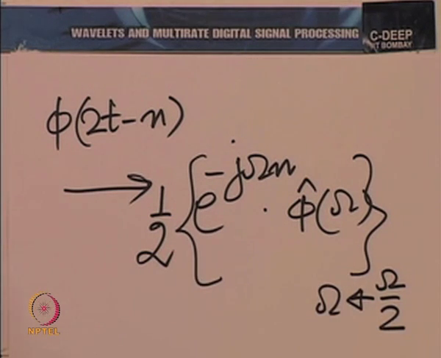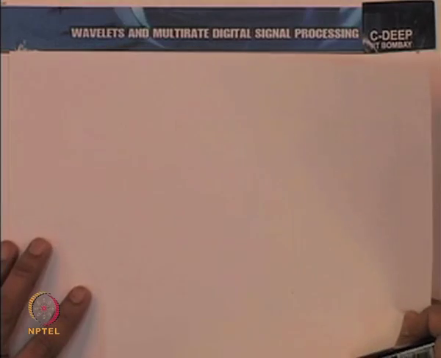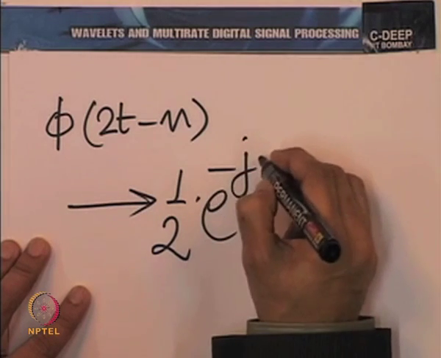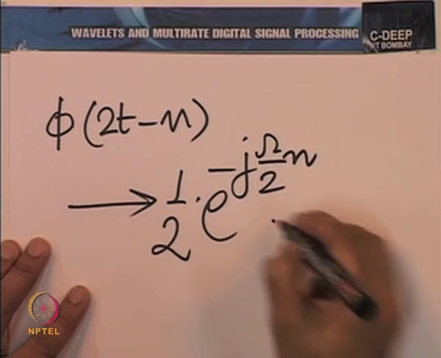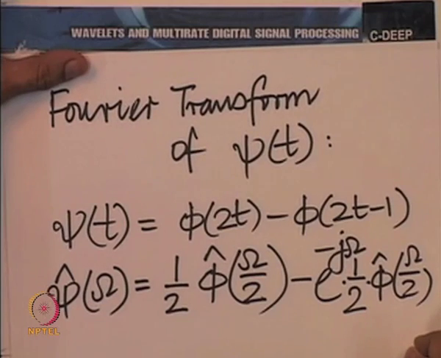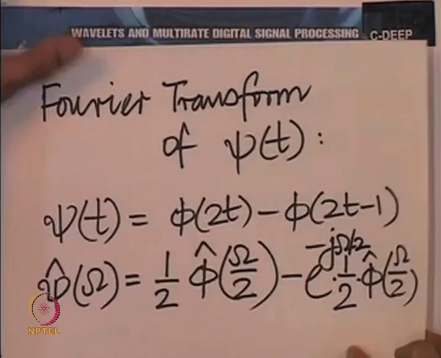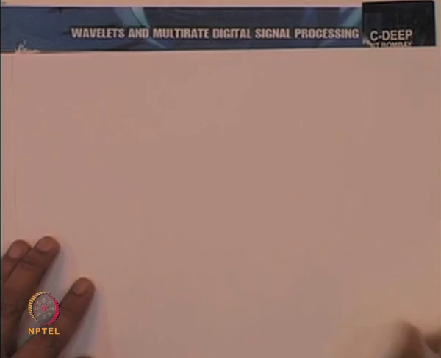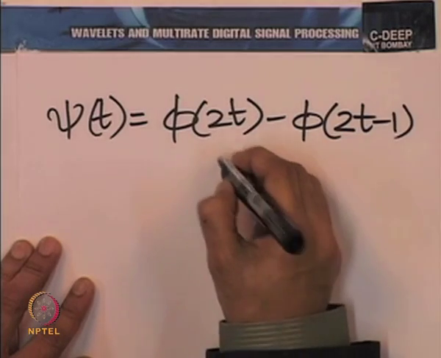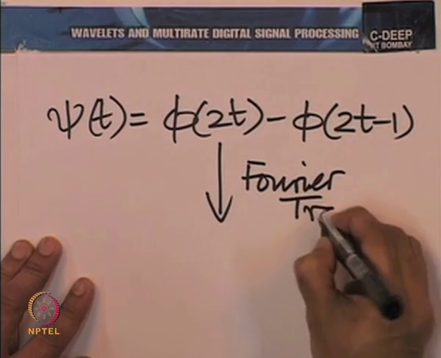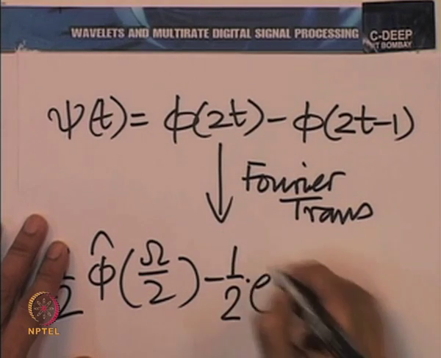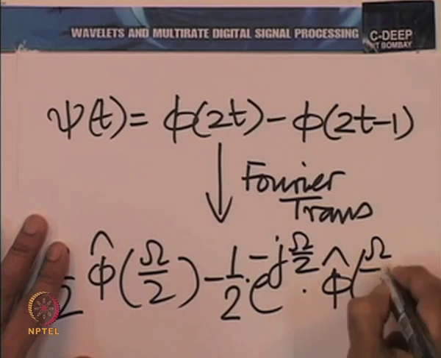So, this replacement must be in the whole thing, and therefore, phi of 2 t minus n would have the Fourier transform half e raised to the power minus j omega by 2 times n phi cap omega by 2. And therefore, we need to make a little correction here. The correction is we need to replace omega by omega by 2 here. So, in fact, let me rewrite that part of the expression, it is more convenient. Psi t, which is phi 2 t minus phi 2 t minus 1, has the Fourier transform half of phi cap omega by 2 minus e raised to the power minus j omega by 2 times phi cap omega by 2.